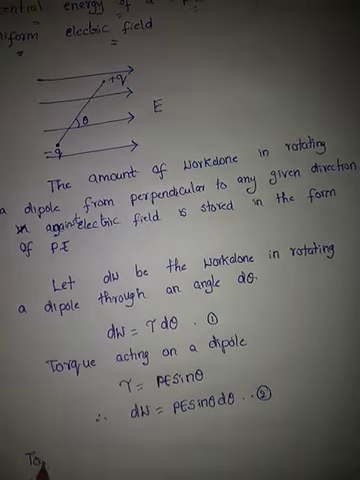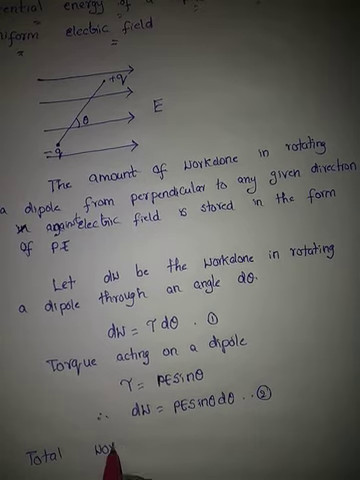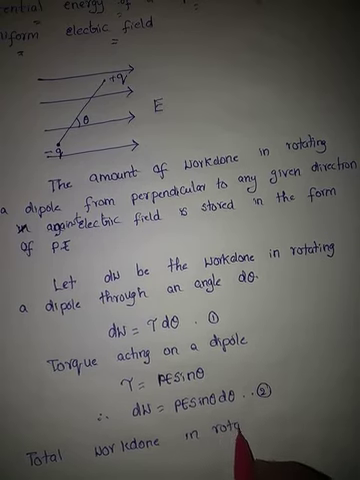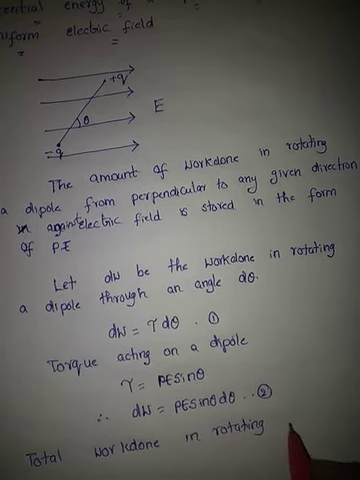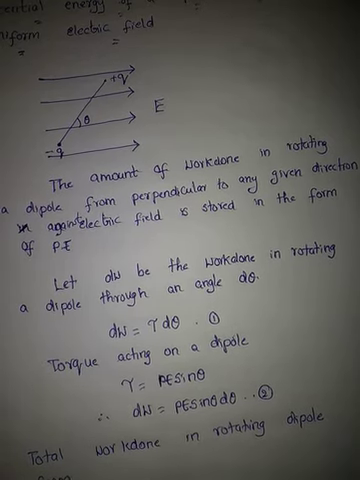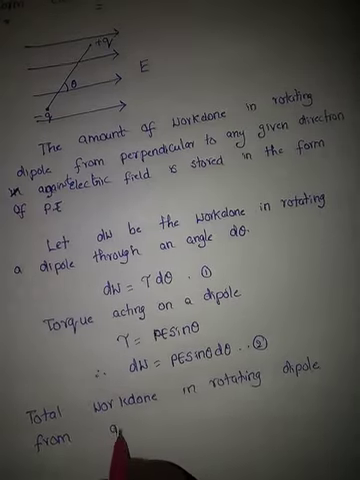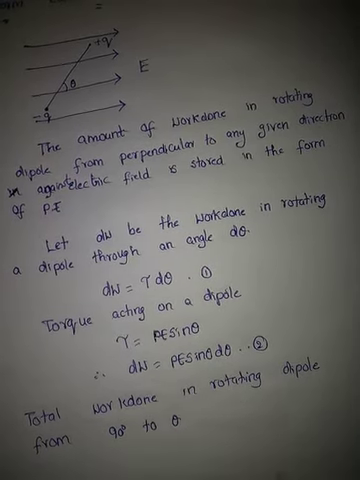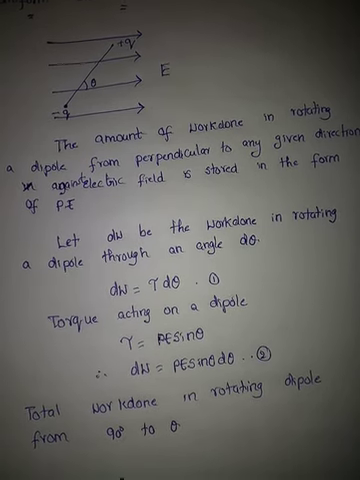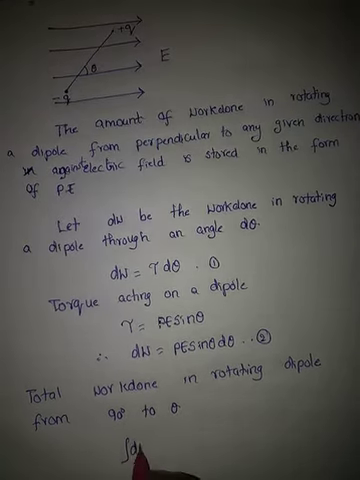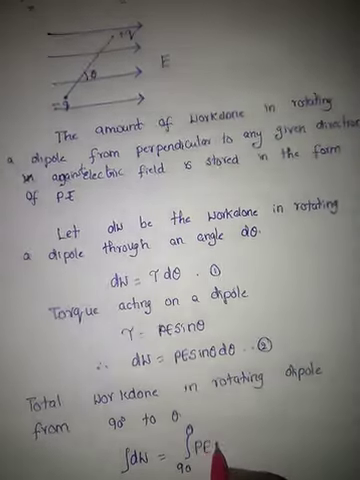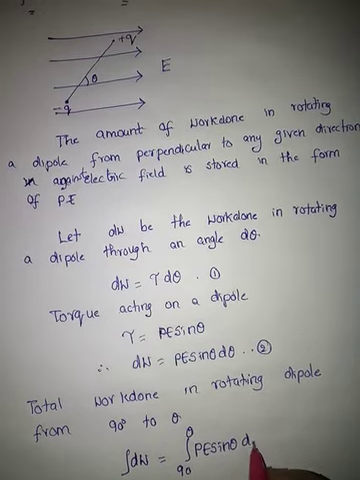Now what is the condition? Total work done in rotating the dipole from where to where? 90 degrees to theta. That is the condition, right? From perpendicular to any given direction. So integration of dW is equal to integration from 90 to theta of P sin theta into d theta.